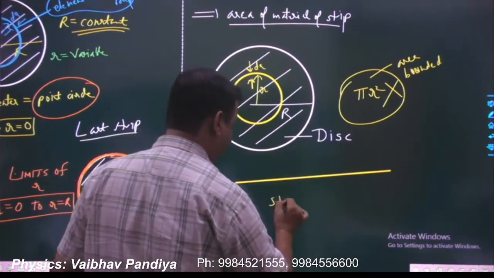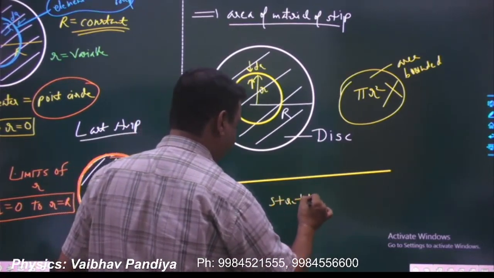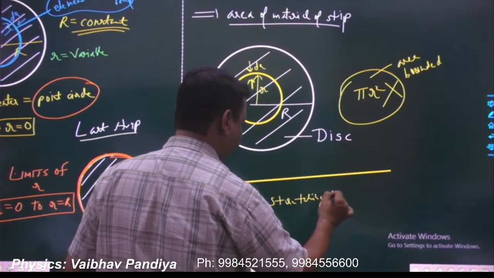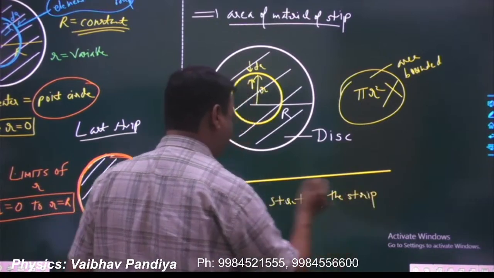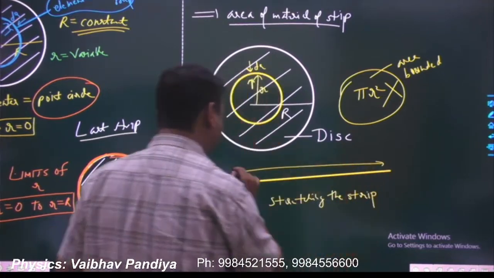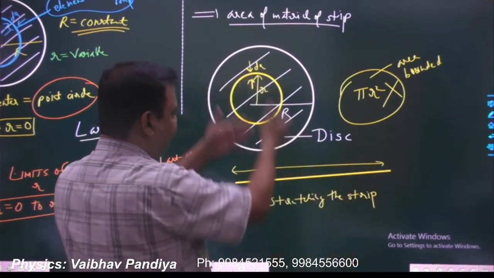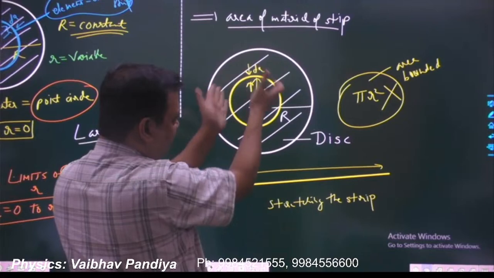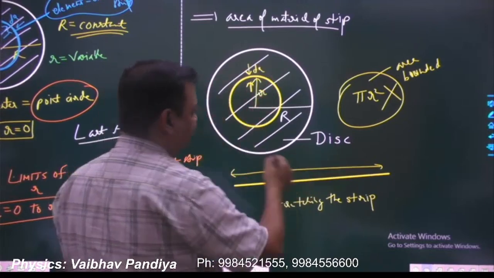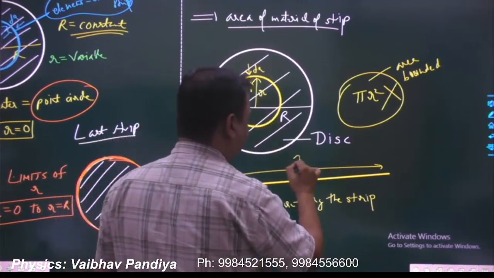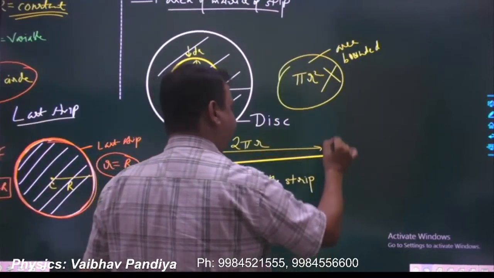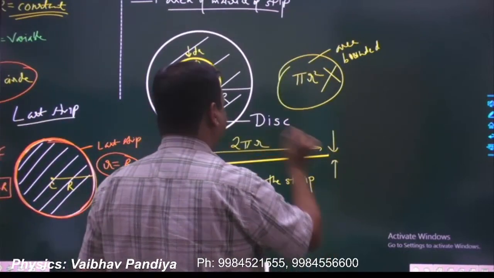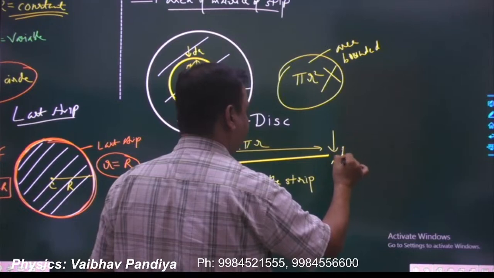Stretching the strip. Now what will be the length of this strip? It is the same strip which was in the circular form. Now you have cut and stretched it. So length will be the circumference, that is 2 pi small r. This is the length of the strip. What is the width? So width is the thickness, which is infinitesimal dr.